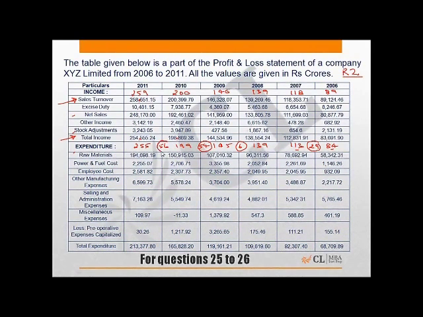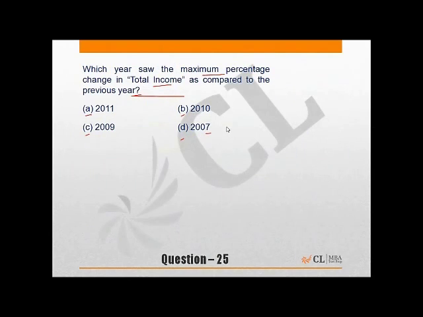So the percentage change for 2007 will be 29 upon 84. Let's write this down for each of these. This is 29 by 84. 2009 is 6 upon 139.